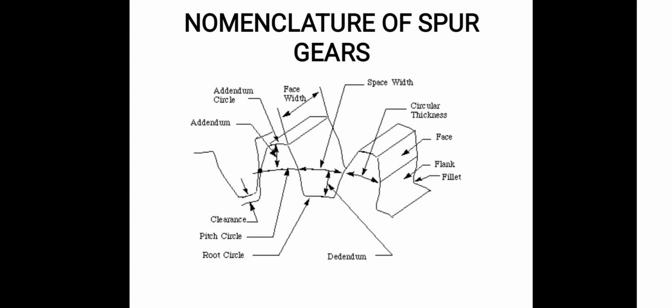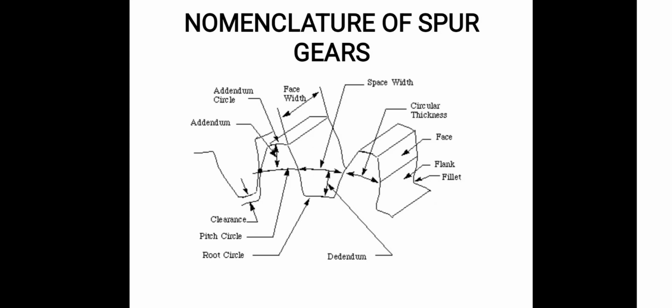Then the clearance will be 0.25 module of the gear. So every corner of the gear tooth has some fillet. That fillet radius is also 0.25 module.